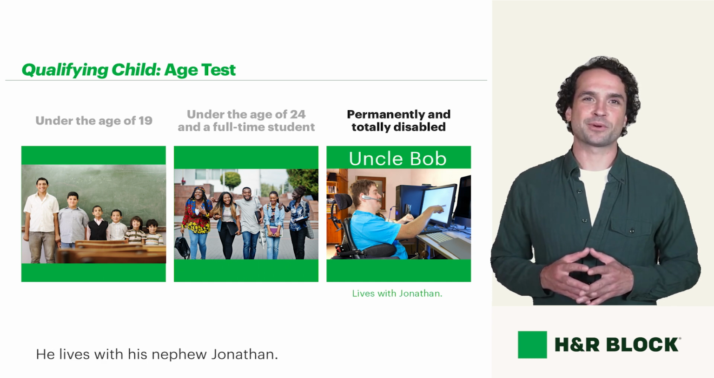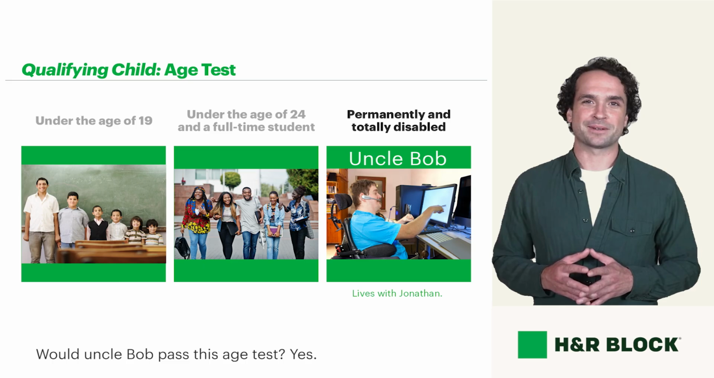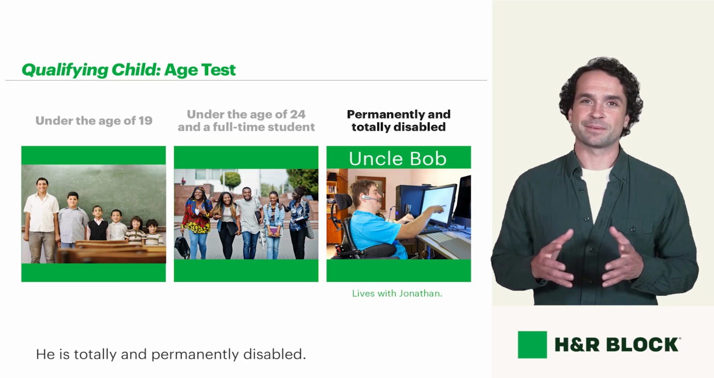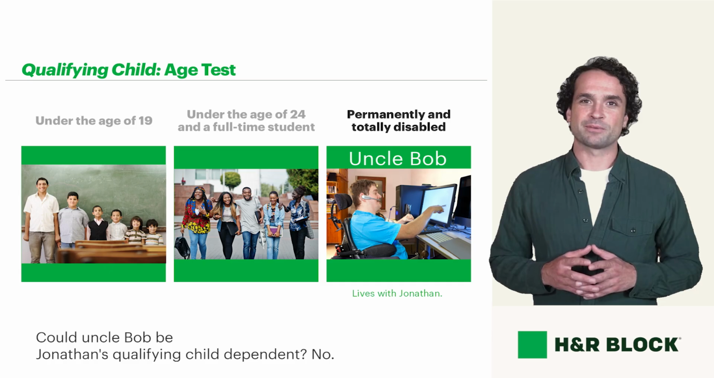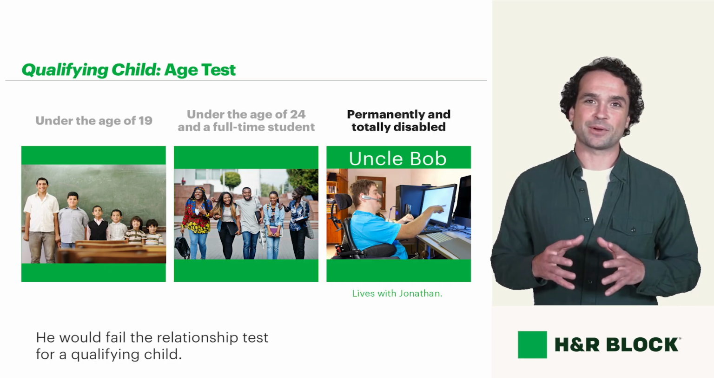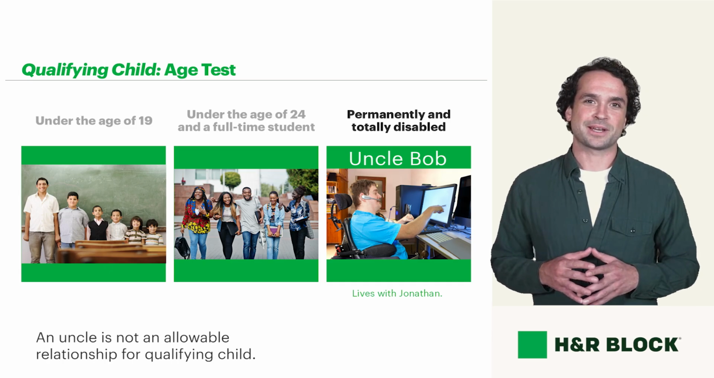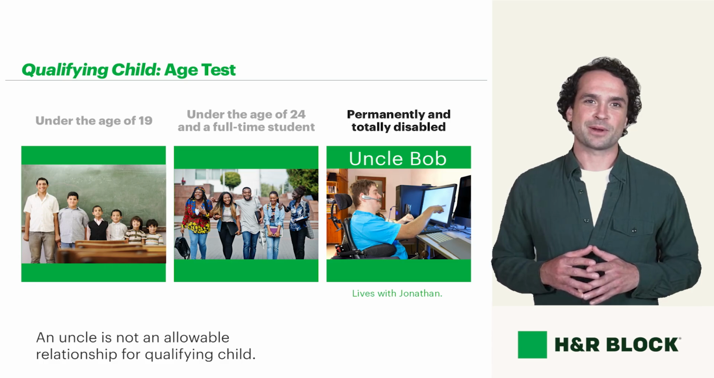Uncle Bob is permanently and totally disabled. He lives with his nephew Jonathan. Would Uncle Bob pass this age test? Yes, he is totally and permanently disabled. Could Uncle Bob be Jonathan's qualifying child dependent? No. He would fail the relationship test for a qualifying child. An uncle is not an allowable relationship for qualifying child.